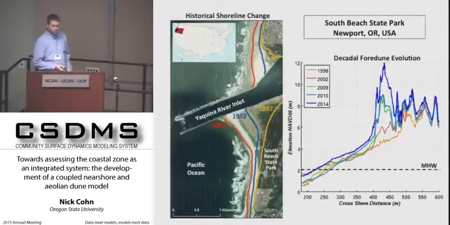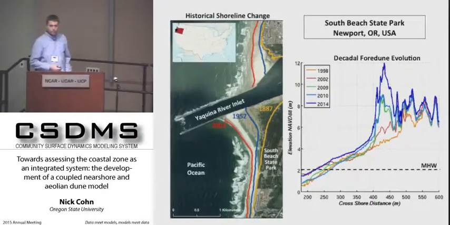This is some data from one of our field sites close to my university. So South Beach State Park is the lower plot on the left-hand side here. And you can see that the shoreline here has prograded on the order of about a kilometer and a half in the past 120 years. And this is largely in response to the construction of the navigational inlet here and the jetty. So on these century-scale timescales, longshore sediment transport is particularly important for evolution of coastal systems. So here the construction of the jetty limited longshore sediment transport to the north and led to large amounts of deposition right at South Beach State Park.